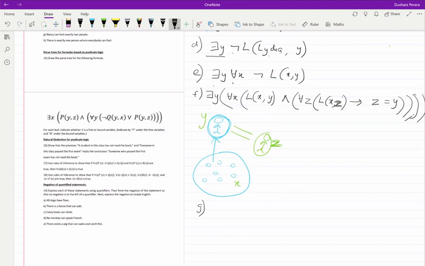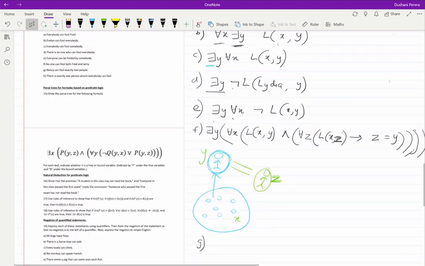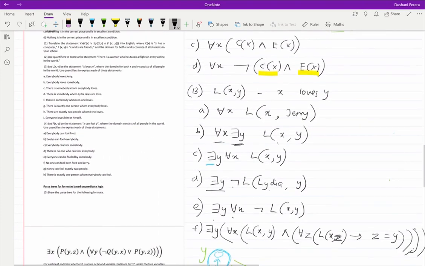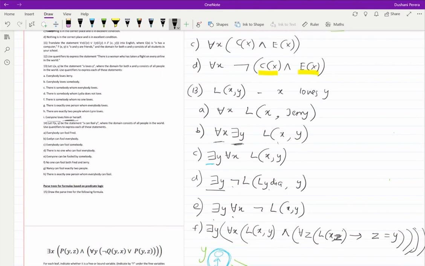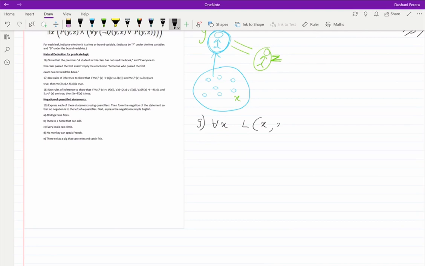Let's look at part G. Everyone loves himself or herself. So this again is generalized for everyone. So for all X, X loves X. Now it says that everyone loves him or herself. So everyone loves himself, so X loves X. For all X, X loves X. That means everyone loves himself, or if it's she, then she loves herself.